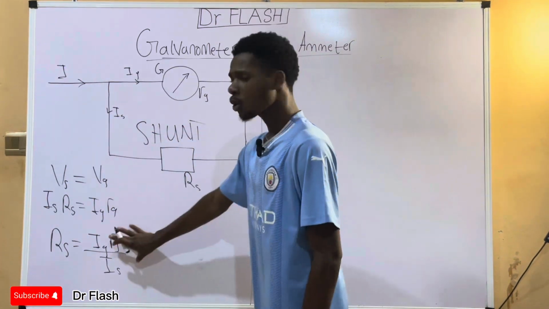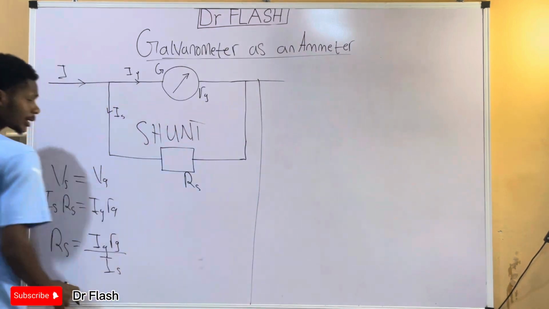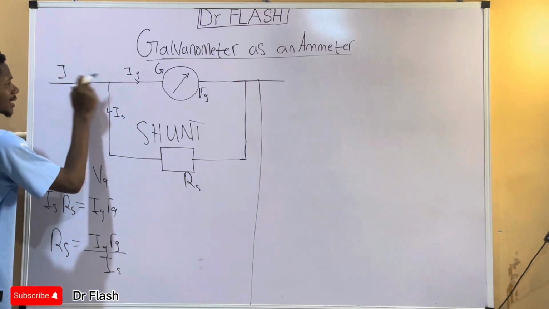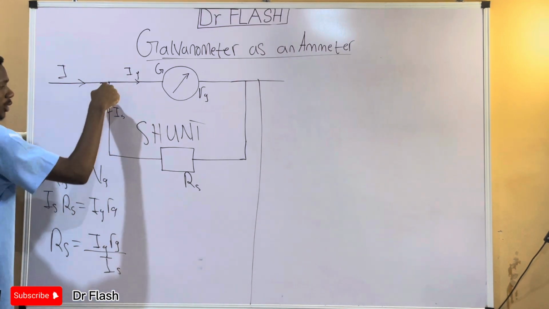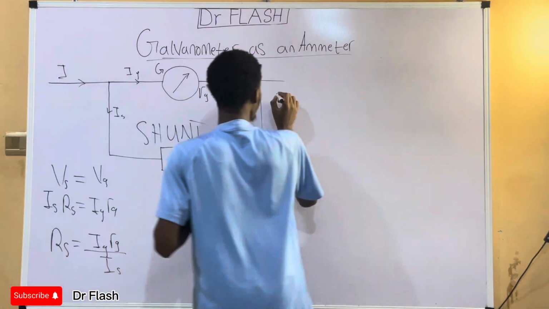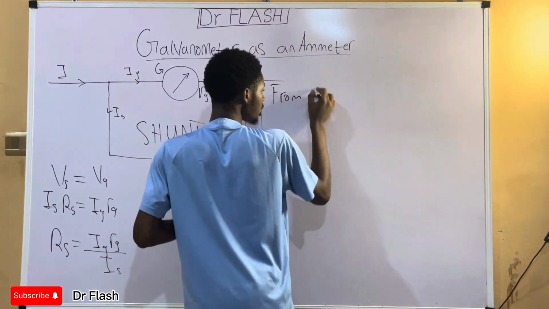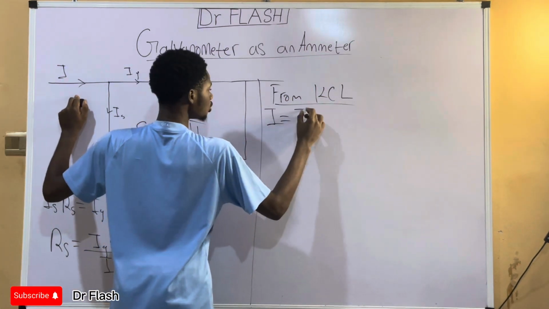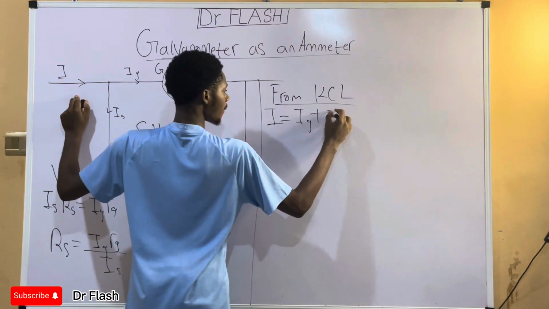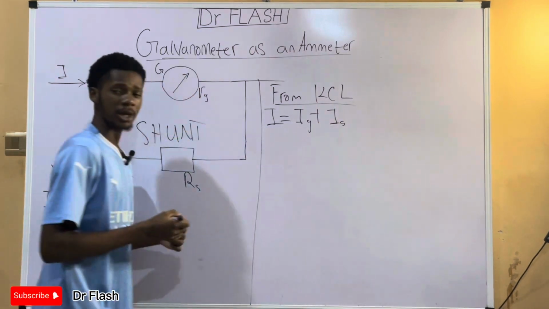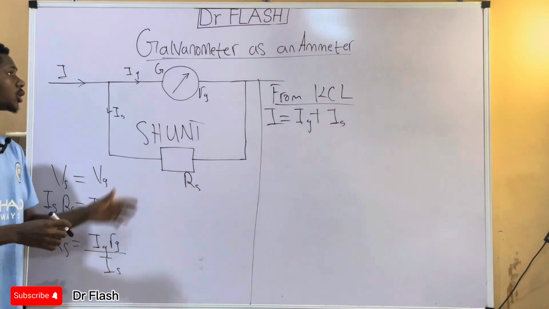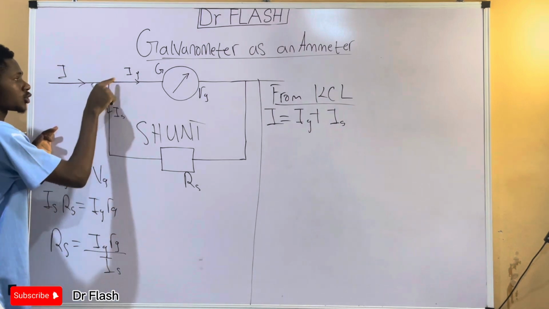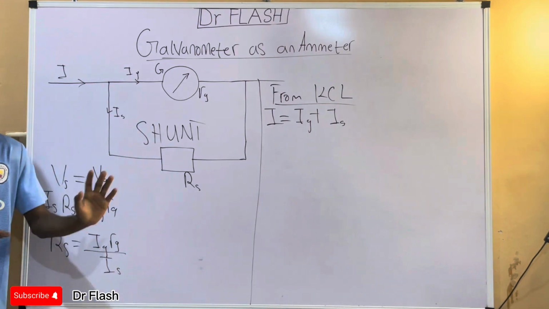But we can manipulate this further by applying the KCL rule, that is Kirchhoff's current law. The current entering the junction is equal to the current going out, which means from KCL we notice that I is equal to Ig plus Is. This rule comes from Kirchhoff's law, but if you've not watched our video on Kirchhoff's law, it's very easy: the current that is coming in is equal to the current going out. That is what KCL talks about.